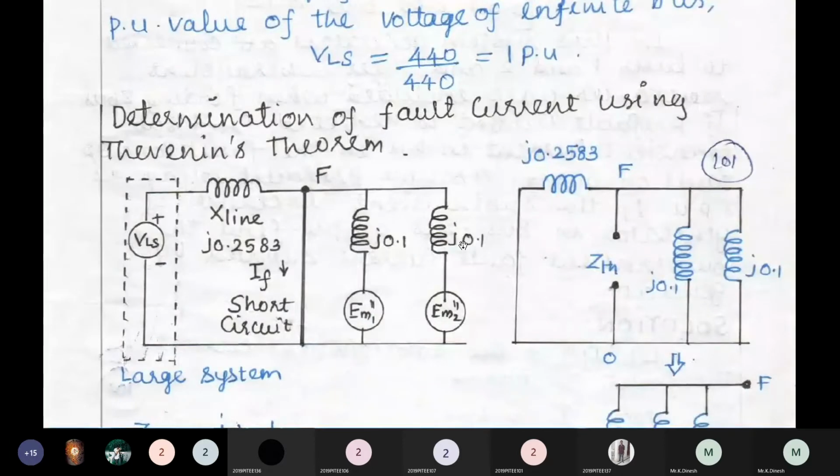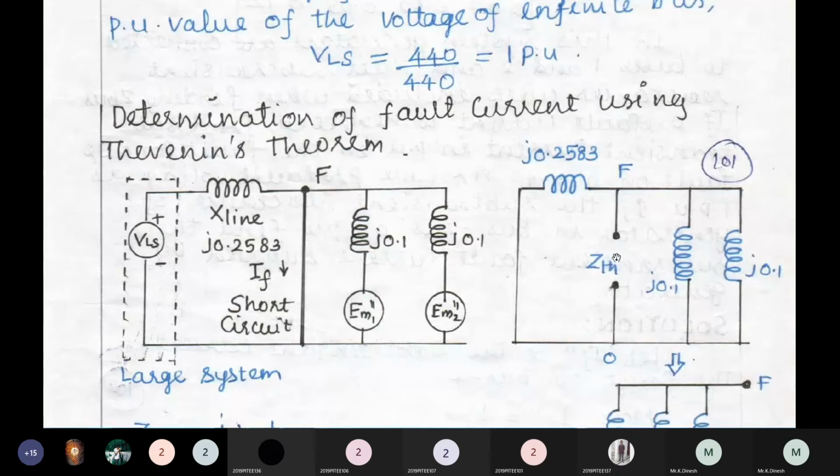For the Thevenin equivalent, the voltage sources should be short circuited and the current sources open circuited. It doesn't have any current source, only voltage sources. VLS is shorted, and EM1, EM2 are shorted. So at this terminal, we have to find our Thevenin impedance.